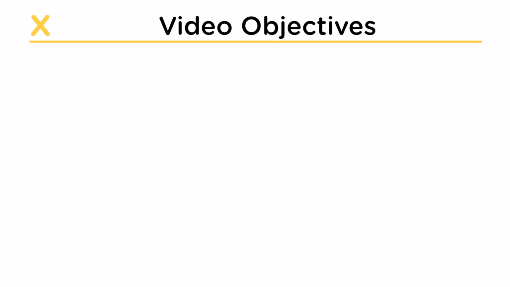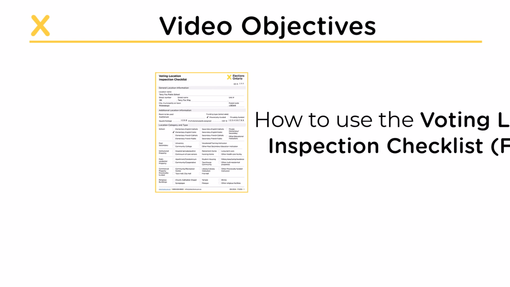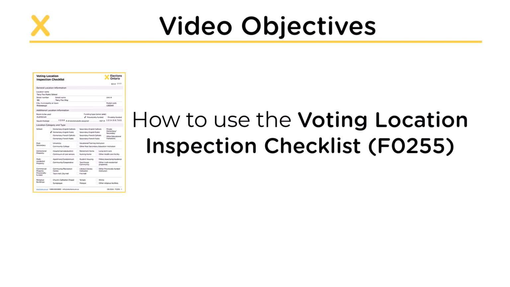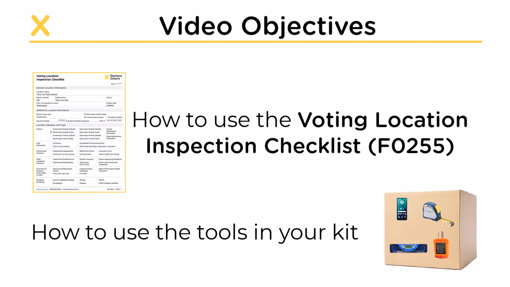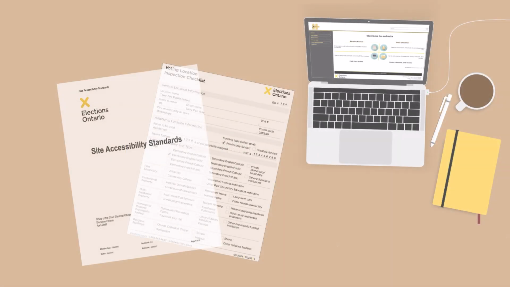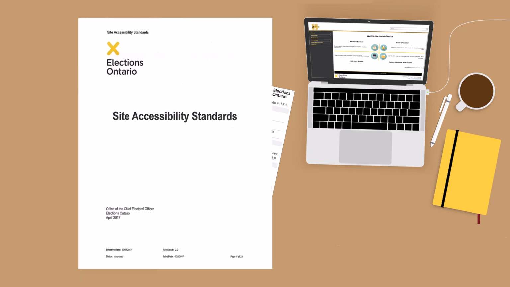The training consists of two videos. In this first video, we will cover the basics of how to use the Voting Location Inspection Checklist, Form FO255, and how to use the tools in your kit. Elections Ontario's site accessibility standards ensure that what is required for an accessible voting location under the Election Act, and other relevant legislation, is applied in a consistent manner across all electoral districts.